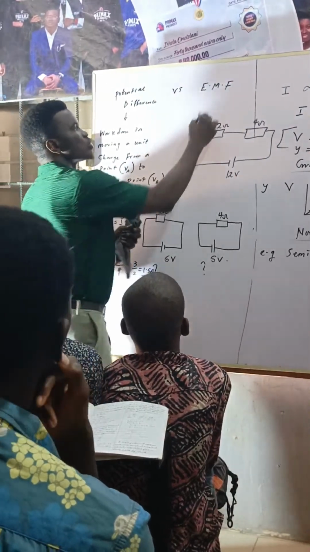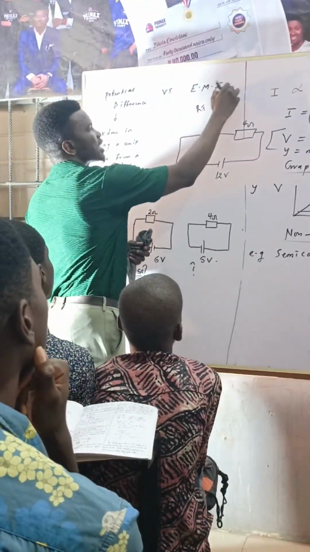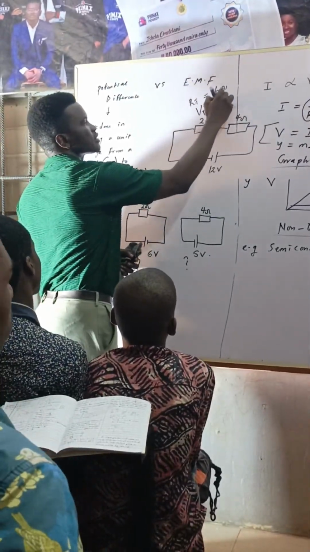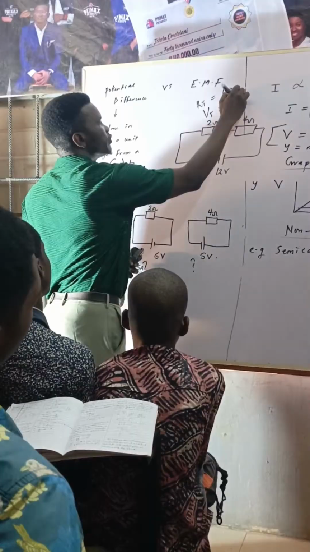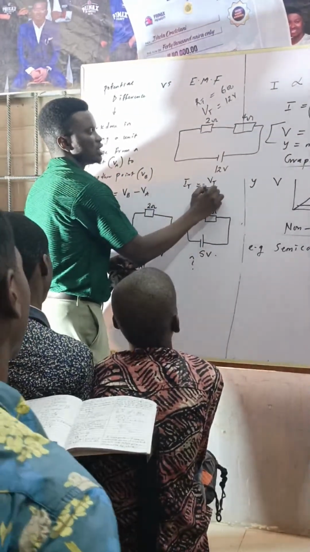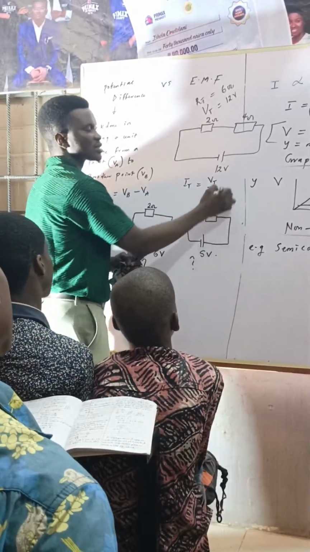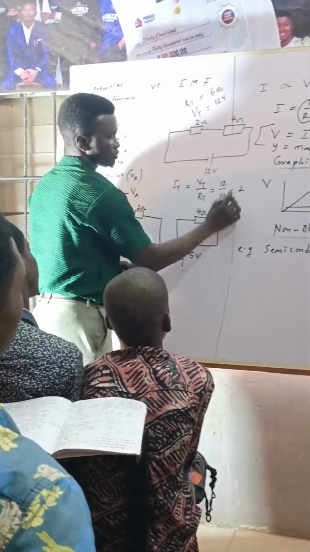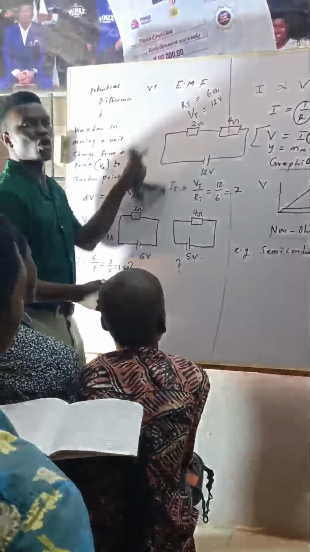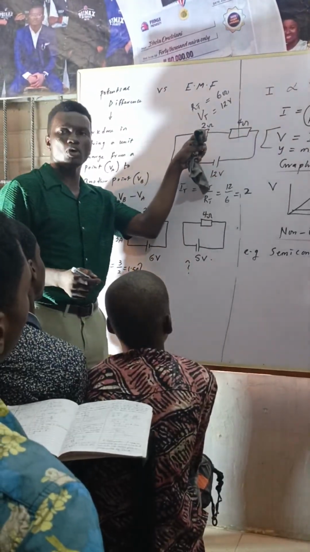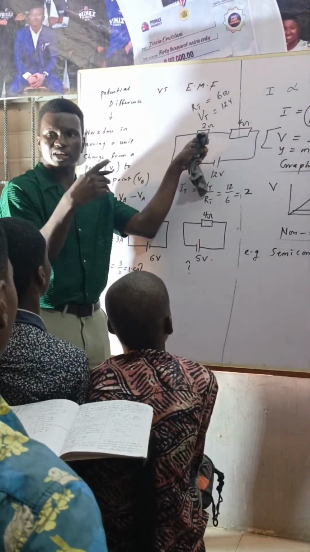Let's calculate the total resistance. Total resistance is 6 ohms. Total voltage is 12 volts. So total current is going to be 12 volts divided by total resistance. And that's going to be 12 by 6, and that's going to be 2. So the current flowing through 4 ohms is 2. The current flowing through 2 ohms is also 2 because they are in series.